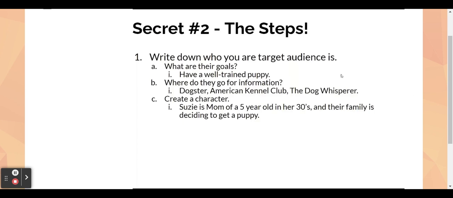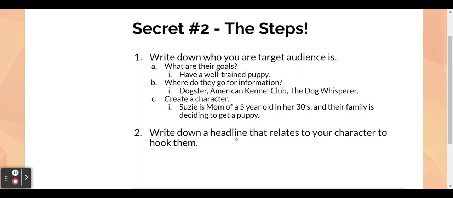Definitely. You're going to focus. And everything gets easier. Everything past this step gets easier for you. Because now you're going to be talking directly to Susie, who is a mom of a 5-year-old in her 30s, and she's deciding whether to get a puppy or not. Right? Because she has a bunch of things on her hands and she doesn't know whether she wants to have another responsibility.